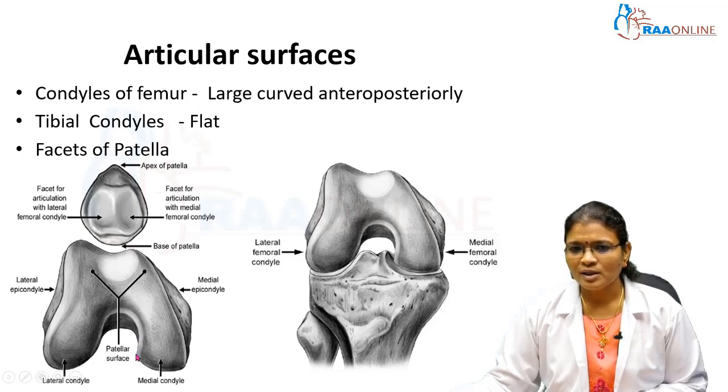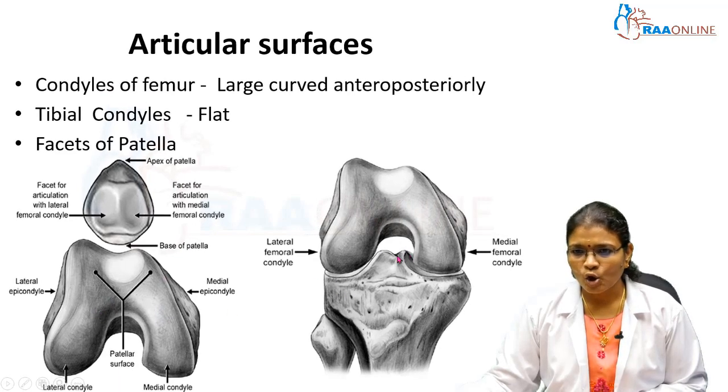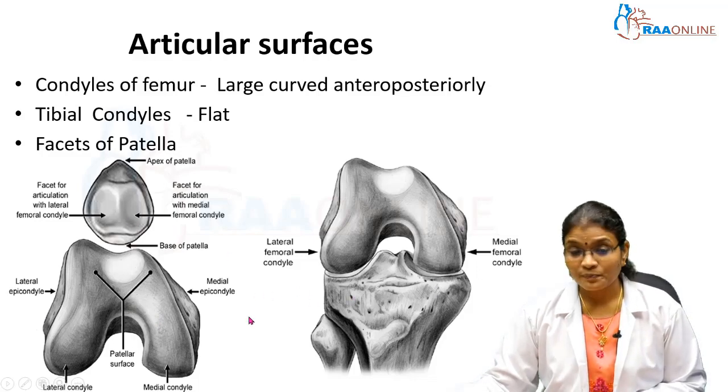This view is nothing but the inferior view of the lower end of femur. The condyles of femur are large, curved anteroposteriorly, and the tibial condyles are flat. And this is the patella, the posterior aspect of patella, which shows the facets on the medial aspect and on the lateral aspect, which will articulate with the articular surfaces of the femur. So, the articular surfaces or otherwise the bones forming the knee joint are condyles of femur, condyles of tibia, and the posterior aspect of patella.